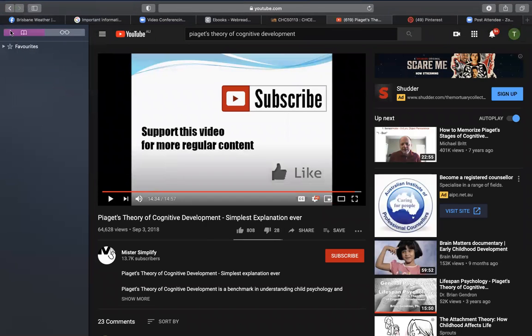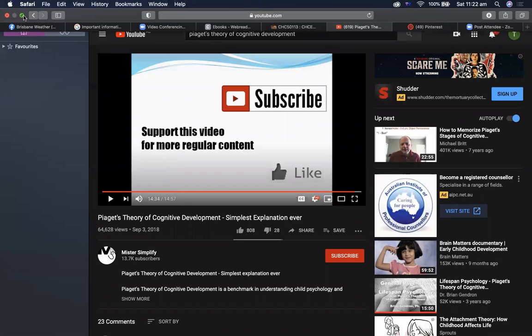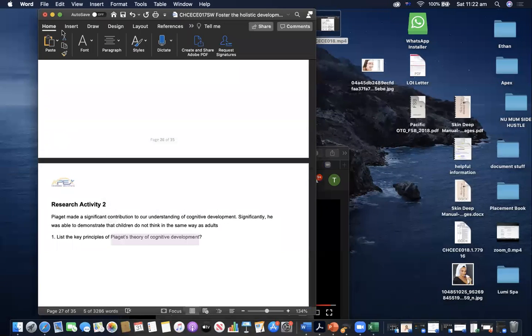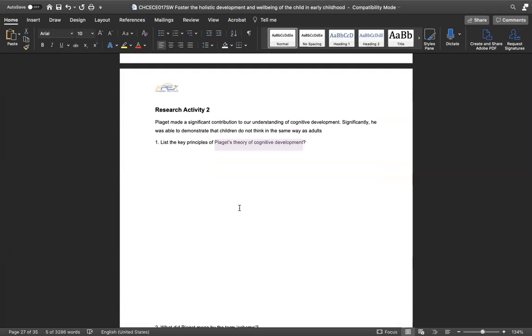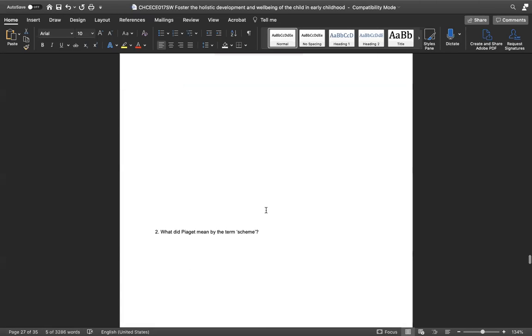Okay, so now you understand the theory of that. So now we're going to look at, sorry guys. So that's your research activity there. Again, all this information's in your textbook. There's stuff on the PowerPoint, but I want to see 2 good paragraph lengths of information. Again, don't forget to reference. The next one is, what does Piaget mean in terms of scheme? Again, in your resources and information, you have all of that in there. Again, don't forget to reference.